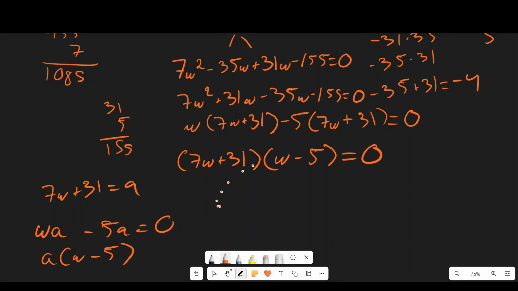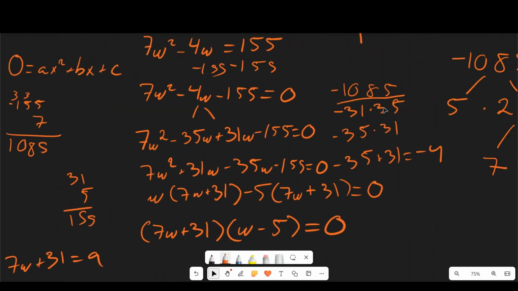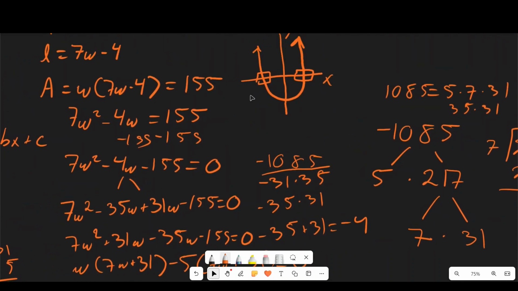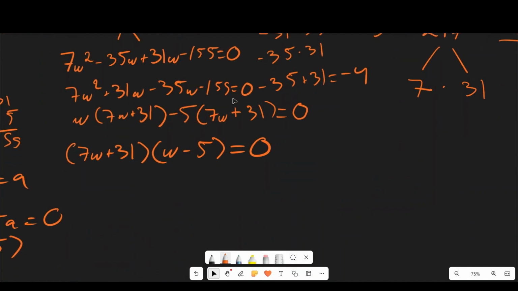So we are very close now, right? It is all equal to 0, but remember, this equation is a parabola, and it has two solutions, right? It intersects the x-axis at 2 points. So what we've got to do now is basically set w minus 5 equal to 0, and then 7w plus 31 equal to 0, and now we solve for w.